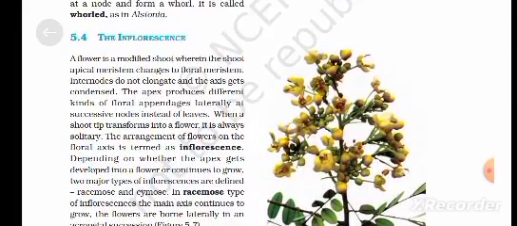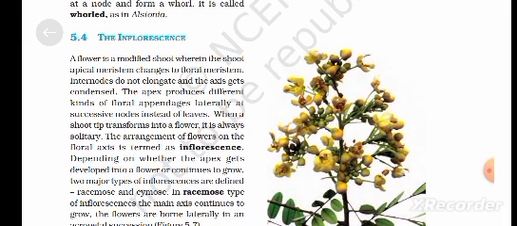The inflorescence. A flower is a modified shoot wherein the shoot apical meristem changes into floral meristem. Internodes do not elongate and the axis gets condensed. The apex produces different kinds of floral appendages laterally at successive nodes instead of leaves. When a shoot tip is transformed into a flower, it is always solitary. The arrangement of flowers on the floral axis is termed inflorescence.